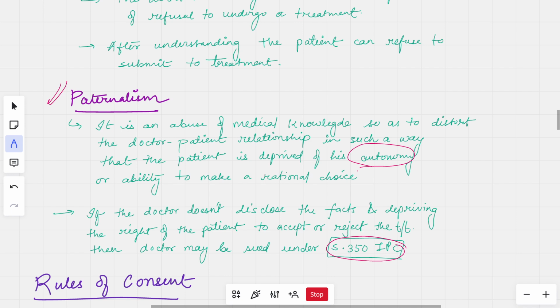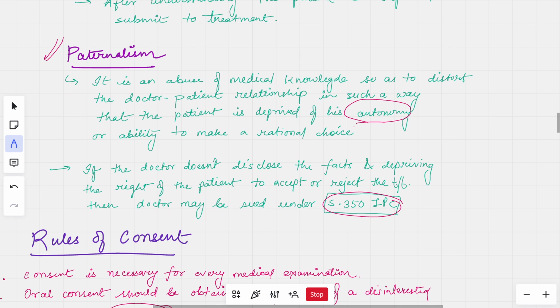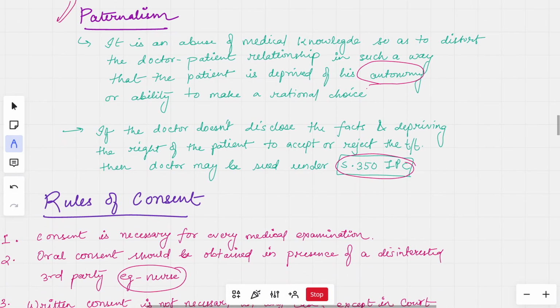If the doctor doesn't disclose the facts and deprives the patient of the right to accept or reject the treatment, then the doctor may be sued under Section 350 IPC. If the doctor fails to disclose the facts and deprives the patient of the right to accept or reject the treatment, then he may be sued under Section 350.